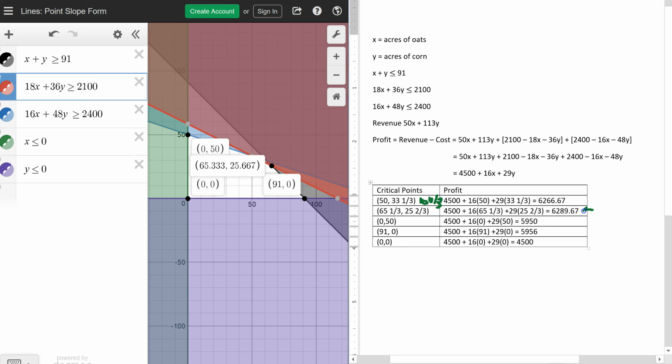here in the second row of 6,289.67. And so that ordered pair is 65 1/3, and then 25 2/3. When you type the answer of 65 1/3 into MathExcel, it'll want it as an improper fraction. So as a reminder for typing that as an improper fraction, you would take the 65, the whole number, multiply it by the denominator of 3, and add the numerator of 1. So I would type that in as 196 over 3.